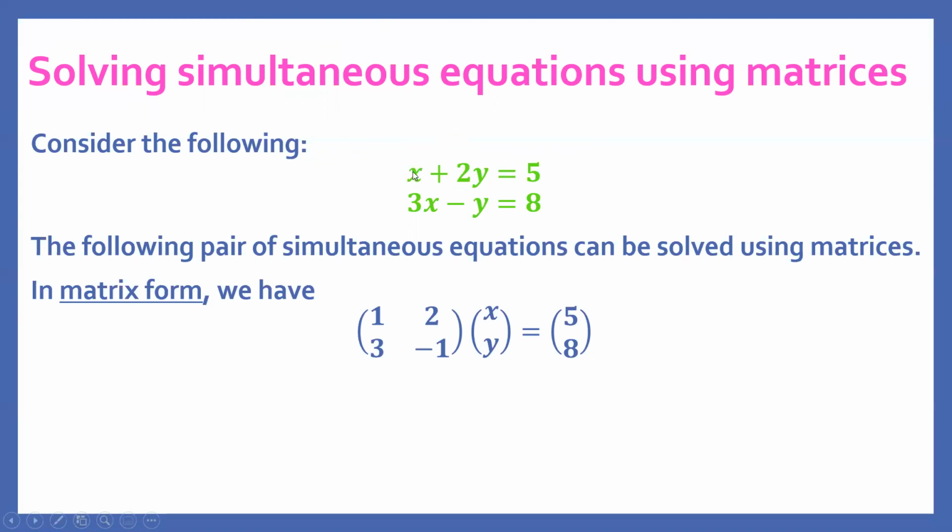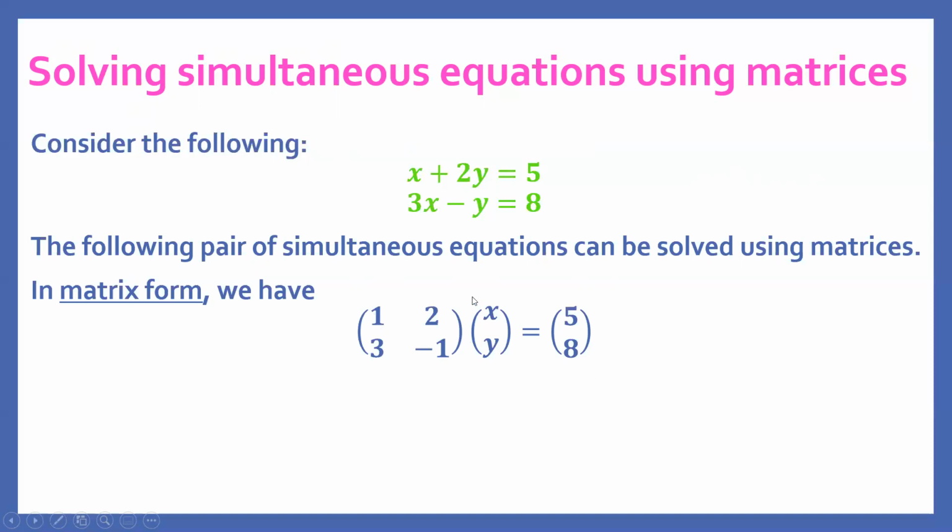Here, the coefficients are 1 and 2, so I write 1, 2. Here we have 3 and -1. Be careful, this is not 1, this is -1. So my unknowns are x and y, equal to 5, 8.